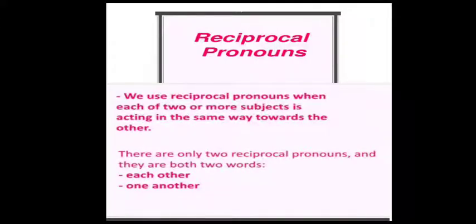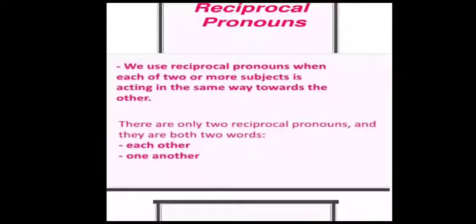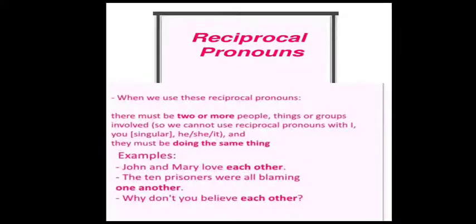Another example is one another. So basically, reciprocal pronouns are those pronouns that indicate action going in one direction or in the opposite direction. It can be in one direction also and it can be in the opposite direction also. When we use reciprocal pronouns, there must be two or more persons, things or groups involved.